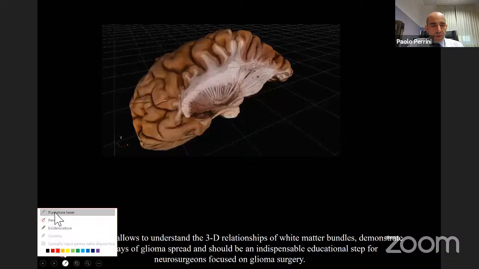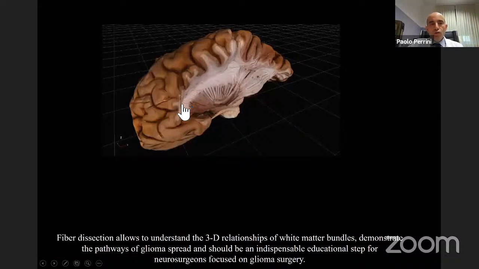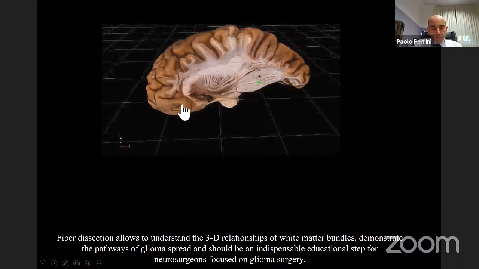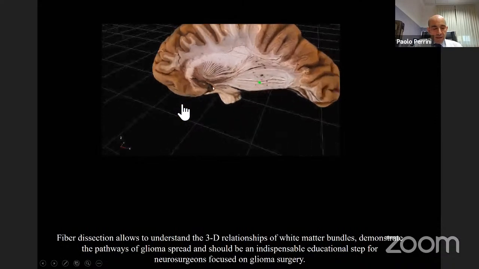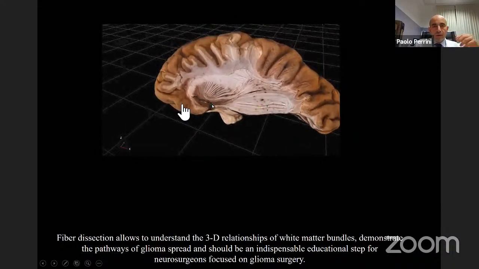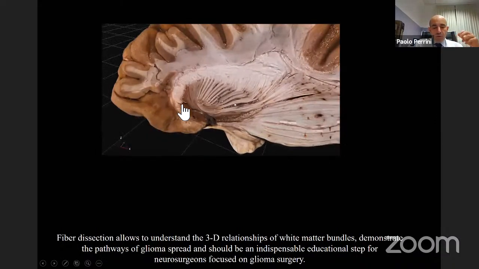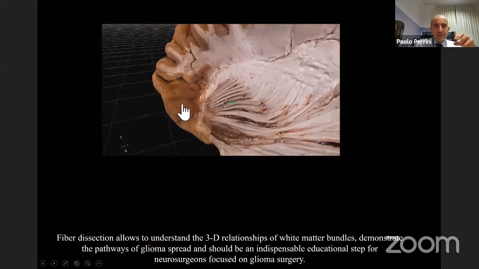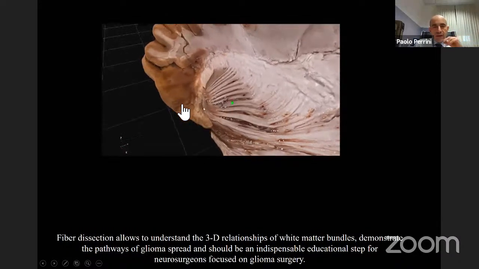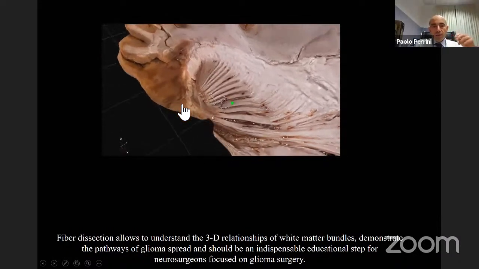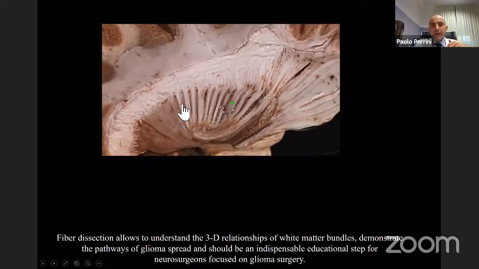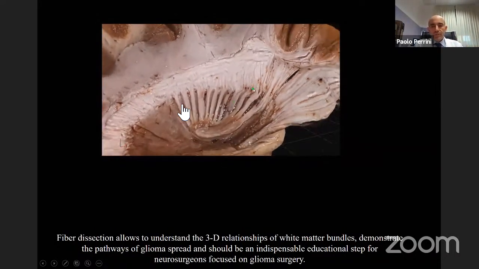So, in conclusion, what I want to say is that the knowledge of sulci and gyri is an effective tool in planning a neurosurgical approach anatomically based. And fiber dissection allows the understanding of the 3D architecture of the brain, understanding of the spread of gliomas, and in particular, teaches us how we can learn the anatomy through the pathology. Thank you.